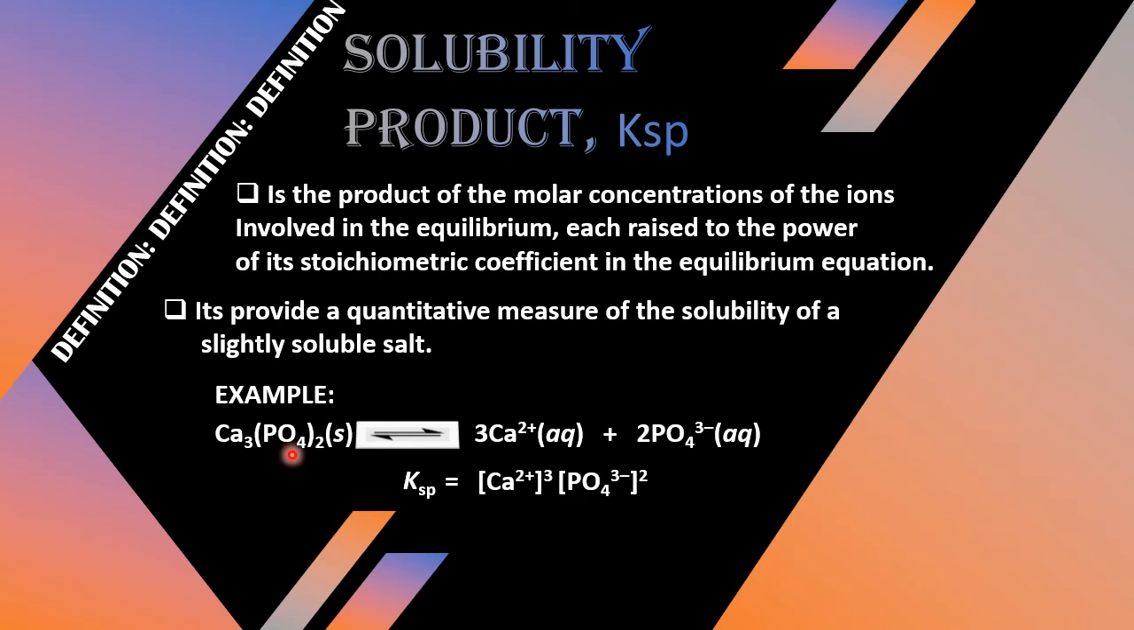So for example, calcium phosphate will form 3 moles of calcium 2+ ion and 2 moles of phosphate 3- ion. So the Ksp is the concentration of calcium 2+ to the power of 3, because of the coefficient, and then the concentration of PO4 3-, phosphate, to the power of 2, because of this coefficient. Solid, ignore. So in this case, we must know how to write a proper equation for the dissociation of the solid compound into ions, and make sure you write down the balanced equation in order to write down the correct Ksp.